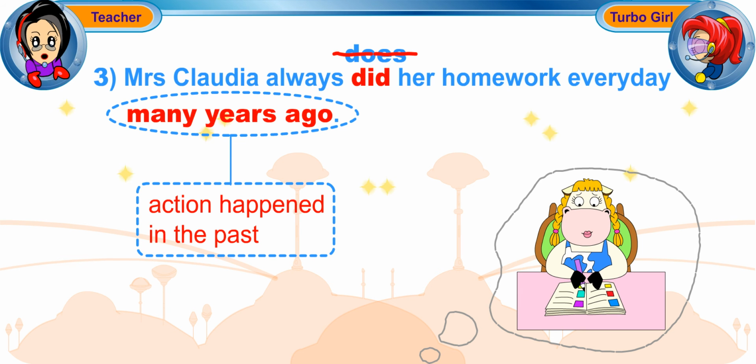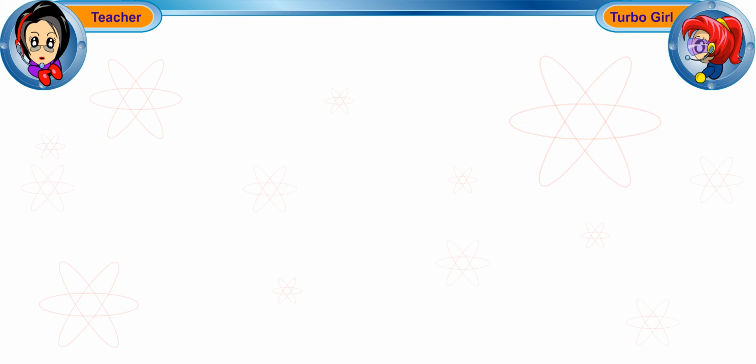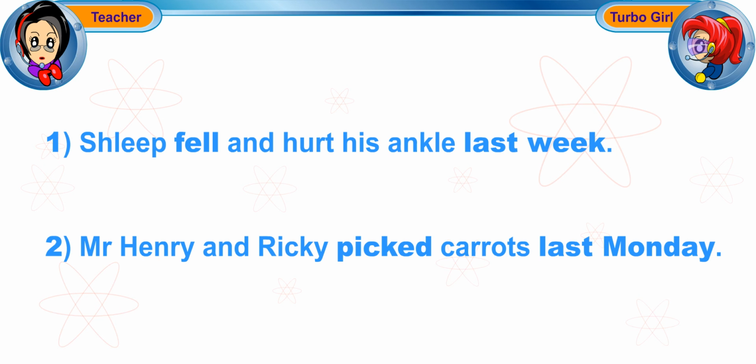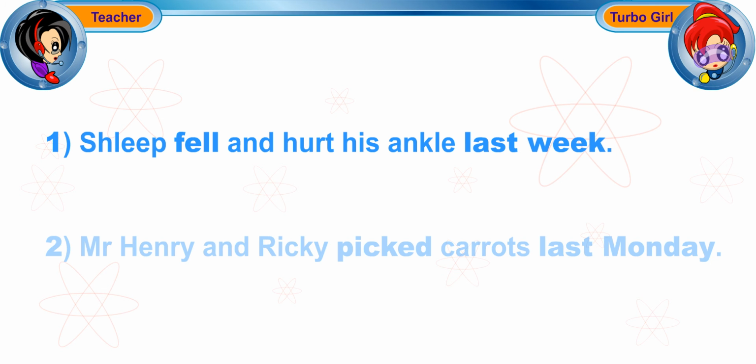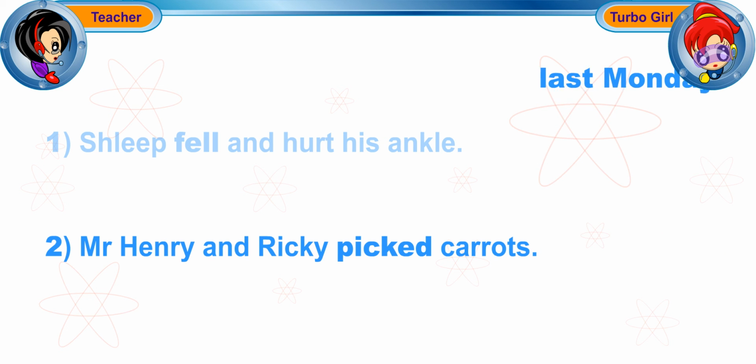Examples of other words which show that the actions happened in the past are just now, in January, and a few days ago. However, we can also use the simple past tense without these words. Please read these sentences again. Sentence 1. Sleep fell and hurt his ankle. Sentence 2. Mr. Henry and Ricky picked carrots.